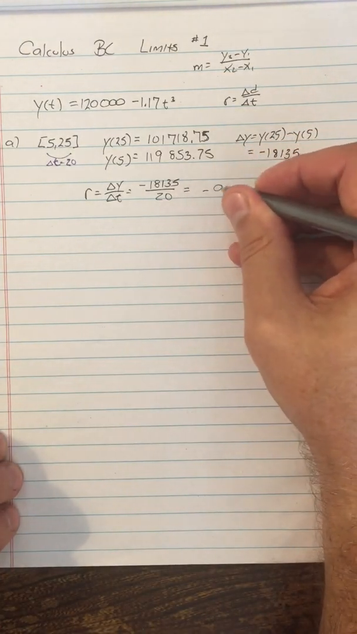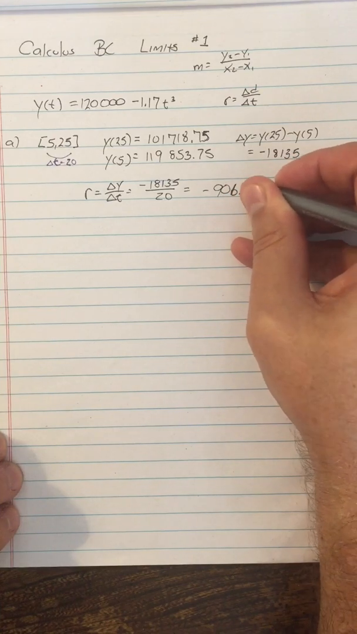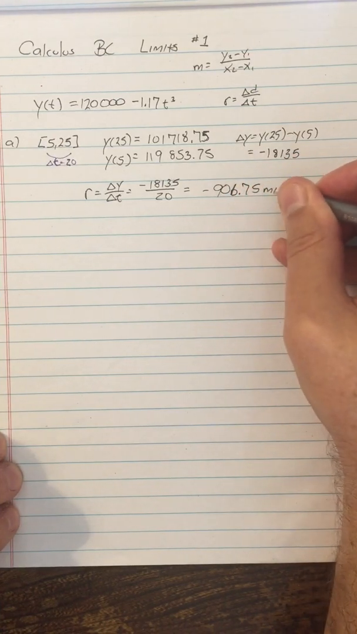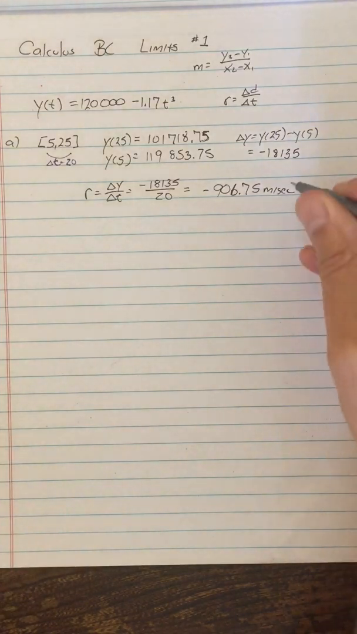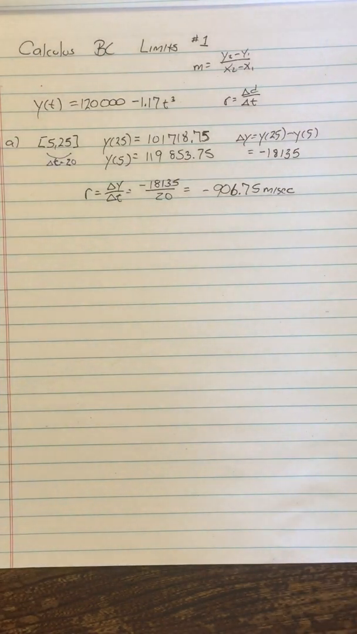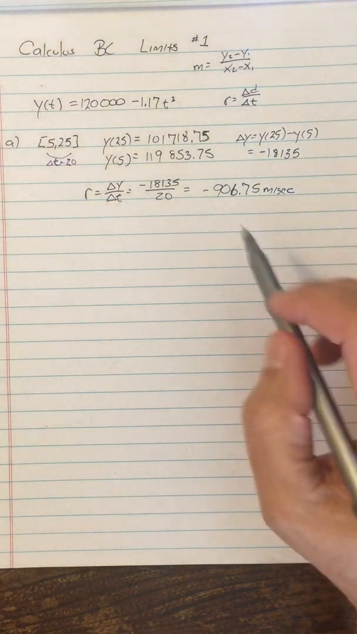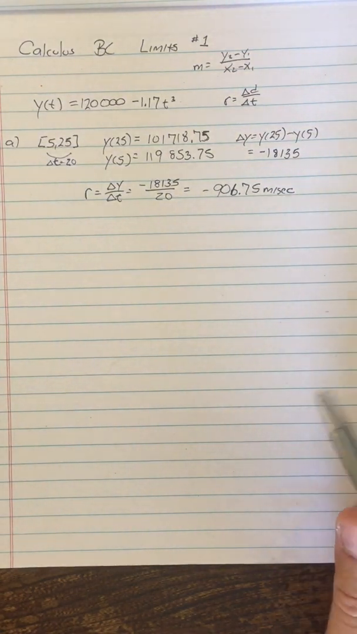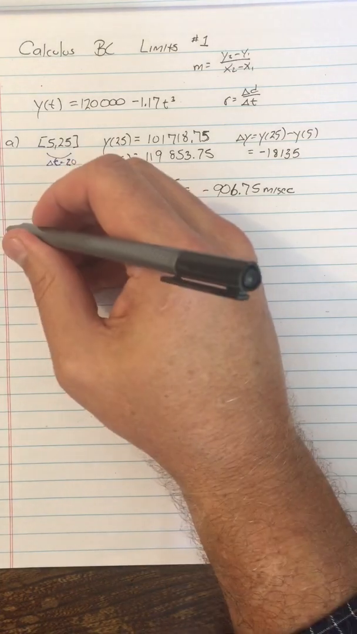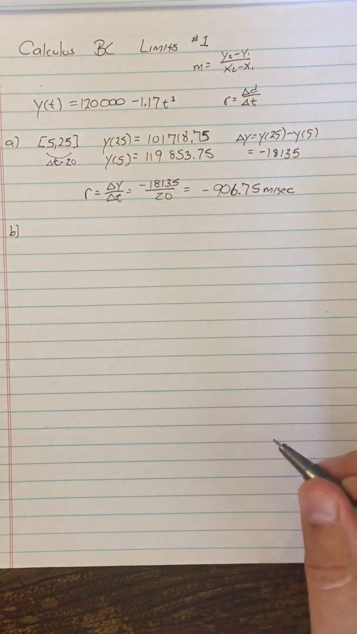So that's my velocity for the first interval. It's negative 906.75 meters per second. We'll put on the units. We're not always going to need units because it's math class. Nothing we talk about is real anyway. But to make our physics teachers happy, we'll always put the units on. Occasionally, the AP exam will ask for units, but not always.